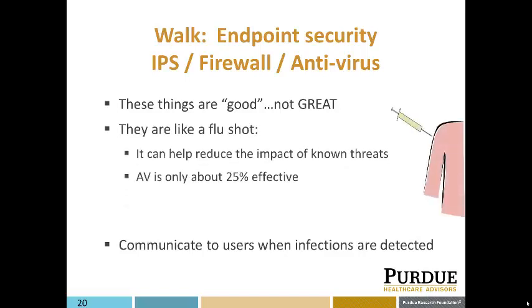Most of these things are like a flu shot. They only help you protect against known threats. AV antivirus is only effective about 25% of the time. So what's going on the other 75% of the time? You've got to have a good handle on how we're protecting these endpoints.